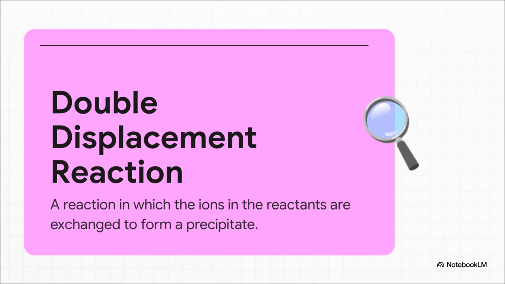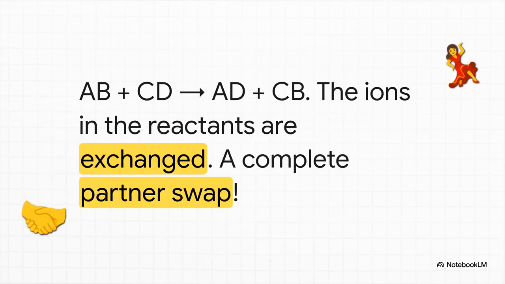And finally, double displacement. Now, this isn't just one element getting bumped. Oh no, this is a full-on partner swap, where two compounds completely trade dance partners. See? A and C totally switch places. It's a complete exchange, and boom, you've got two entirely new compounds.